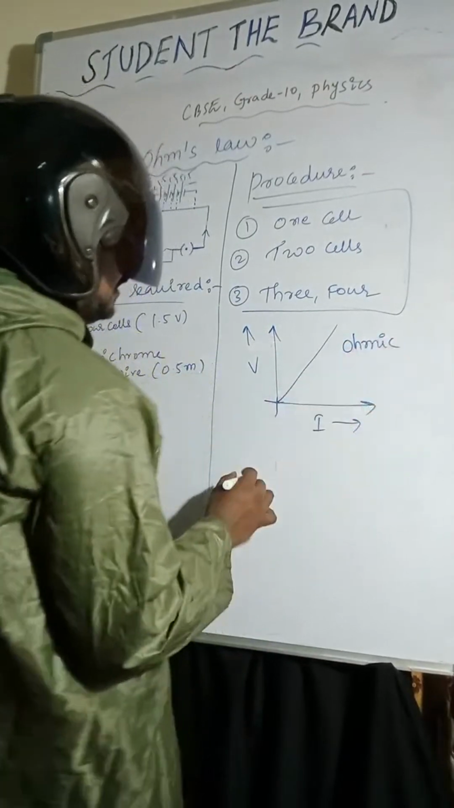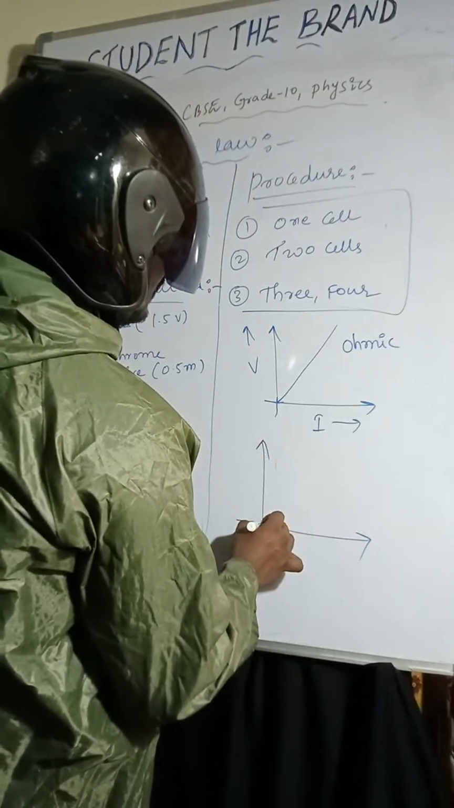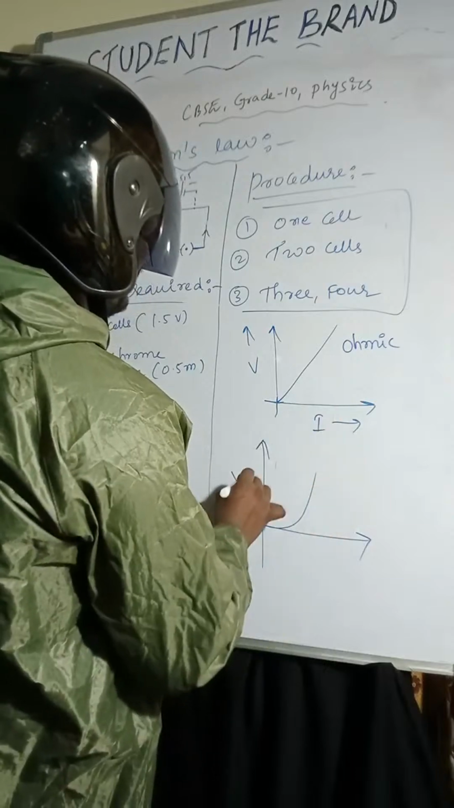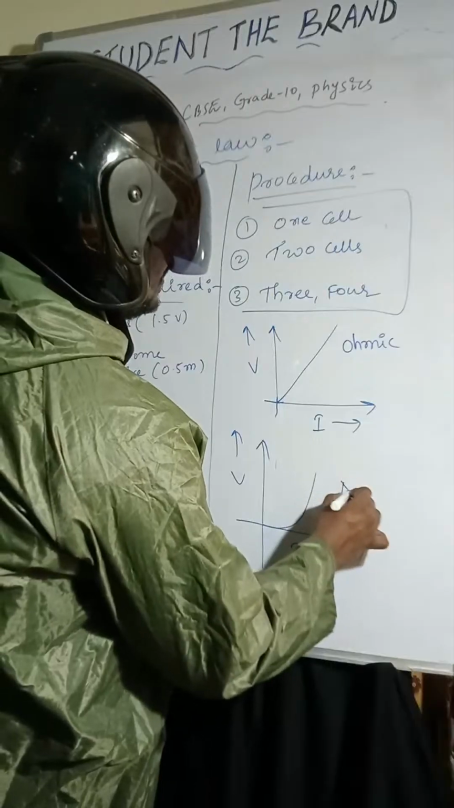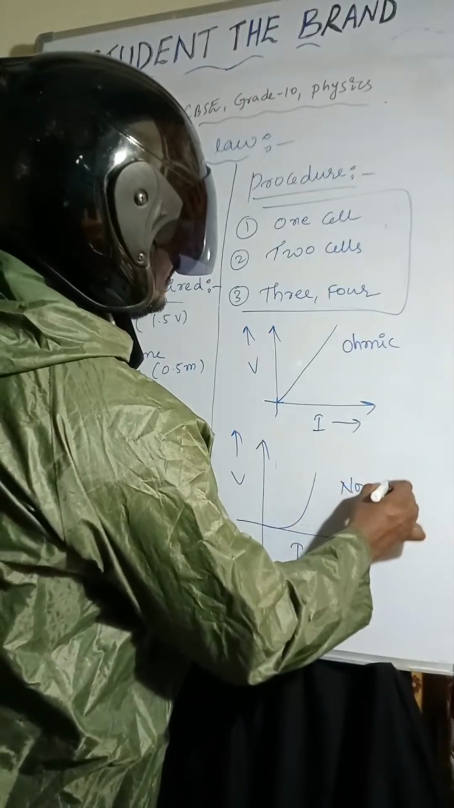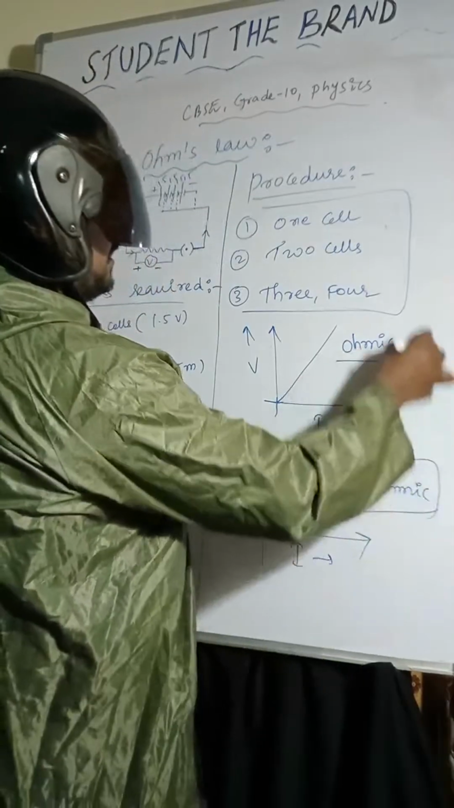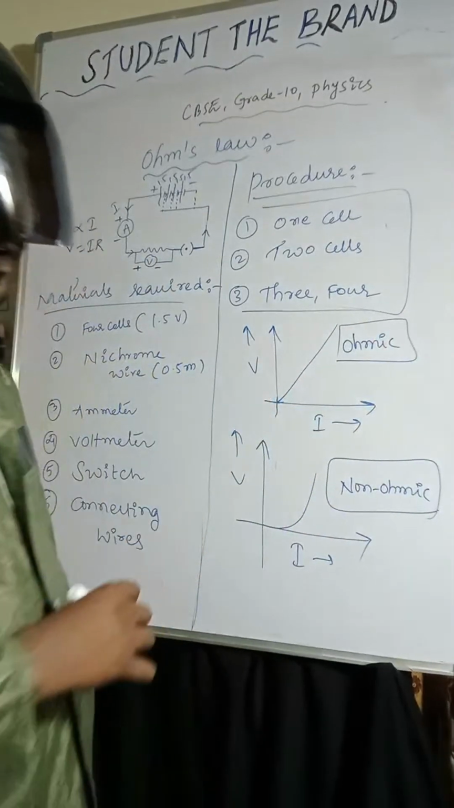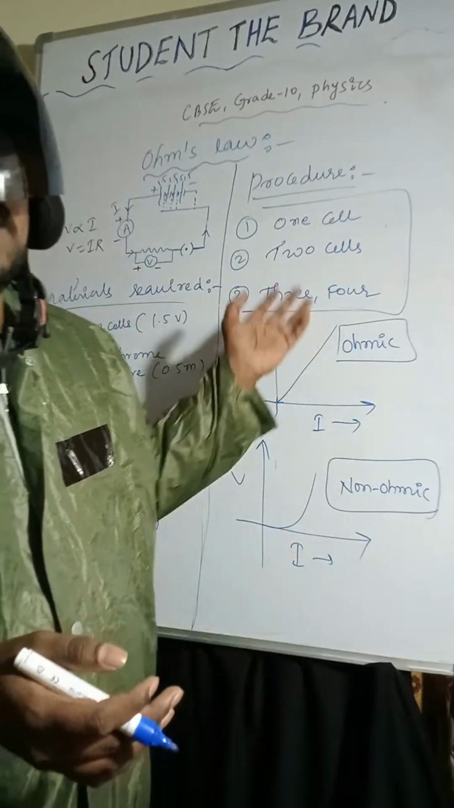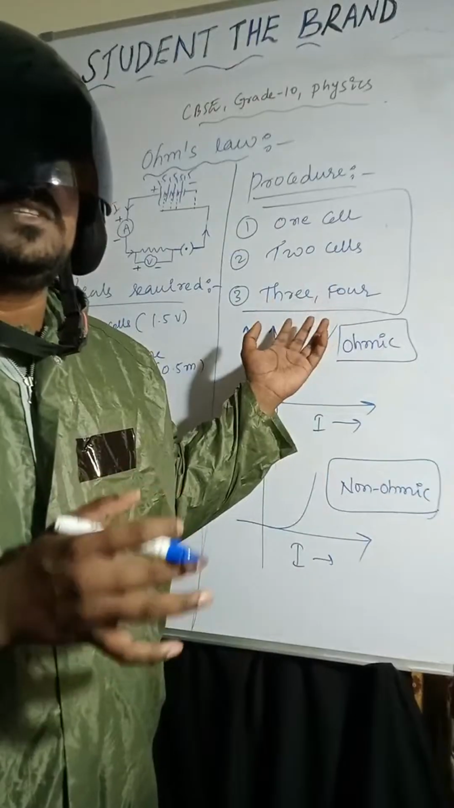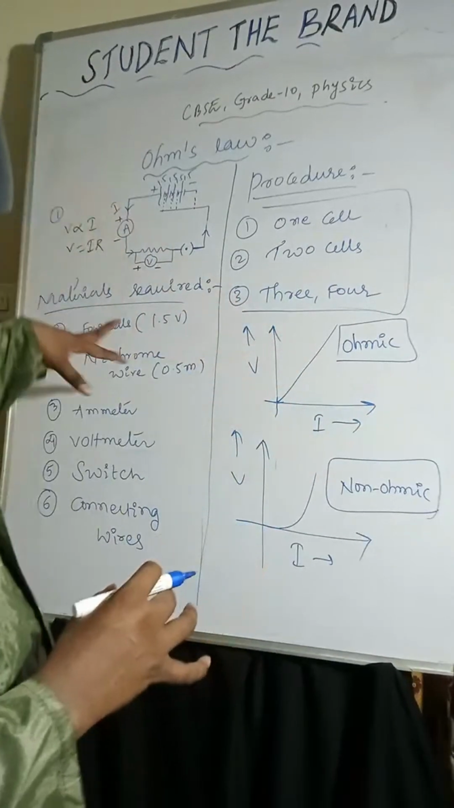Coming to the non-ohmic conductors. For non-ohmic conductors, the graph will become a curve. Understood? Ohmic conductors are the conductors which obey Ohm's law. Non-ohmic conductors are the conductors which do not obey Ohm's law. So this is about Ohm's law.